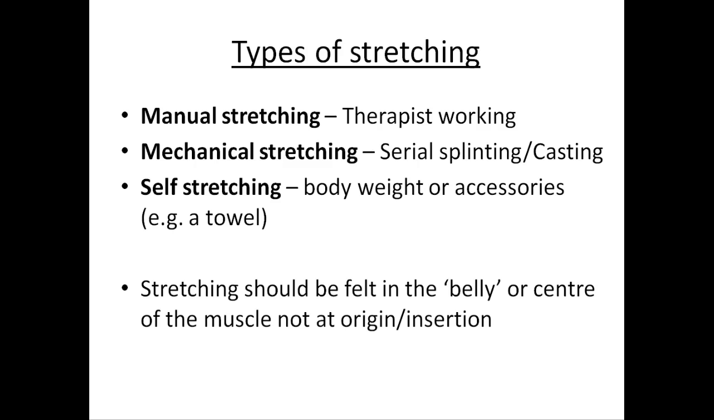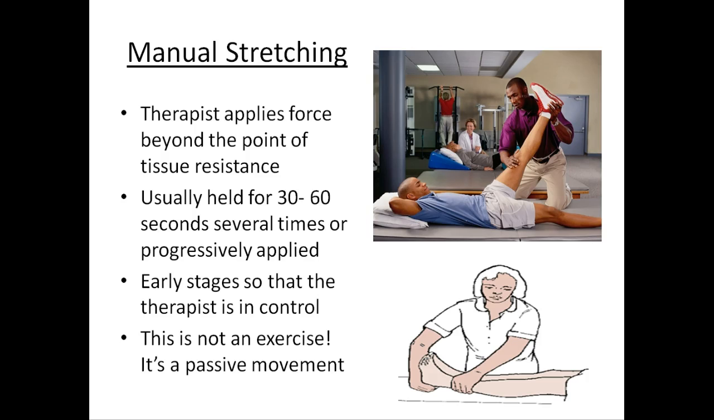Types of stretching. We've got manual stretching, which is when the therapist does the work. Mechanical stretching, such as serial splinting or casting, like in talipes or club feet in babies. And then we've got self-stretching, using either body weight or accessories such as a towel or a belt. Stretching should be felt in the belly of the muscle, so the center of the muscle. It should not be felt at the origin or the insertion.